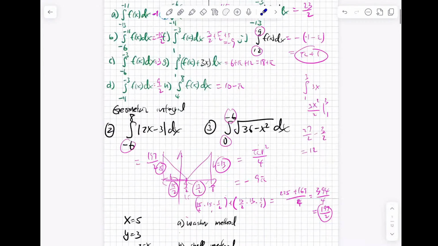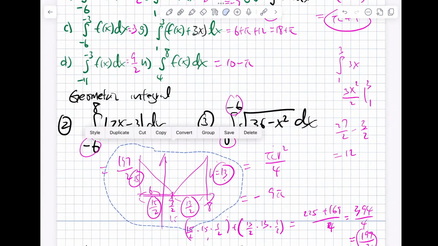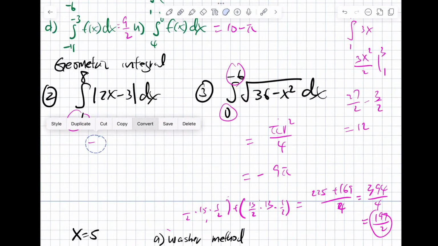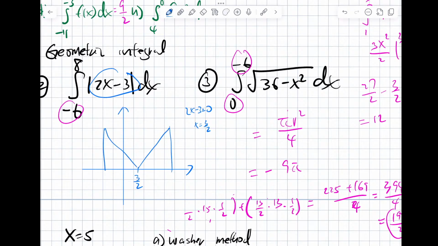All right, so let's answer 2. For this particular question, 197/2. Now I'm going to do it very slowly for you to understand. So Jacob, pay attention. Here, I can draw a random line, and I don't have to be exactly accurate. I just need to find out where the x-intercept is, which is at 3/2, because I can set 2x minus 3 equal to 0, so x equals 3/2. Now we know there's some type of triangle here. We don't need it to scale. We just need to figure out the height and the base.